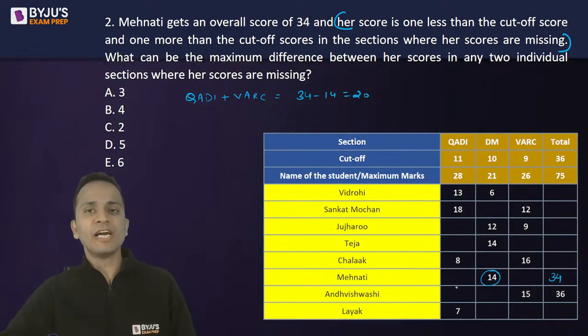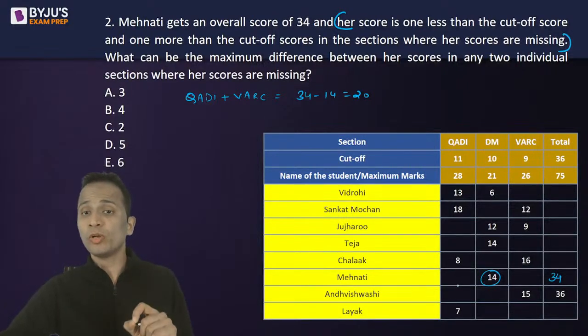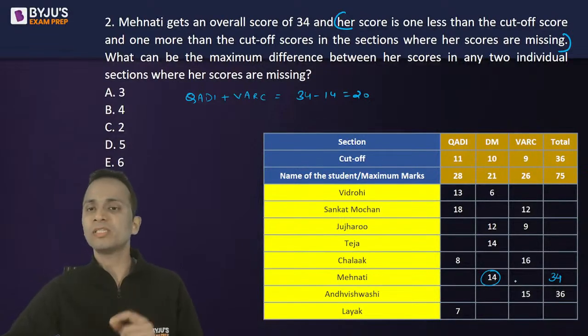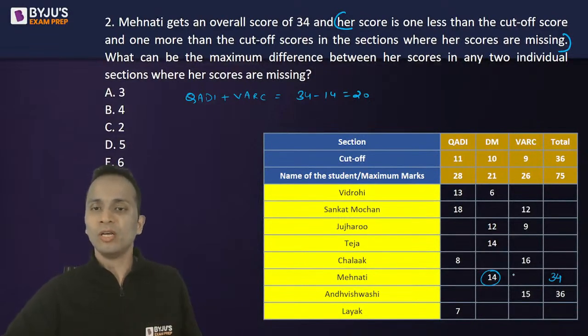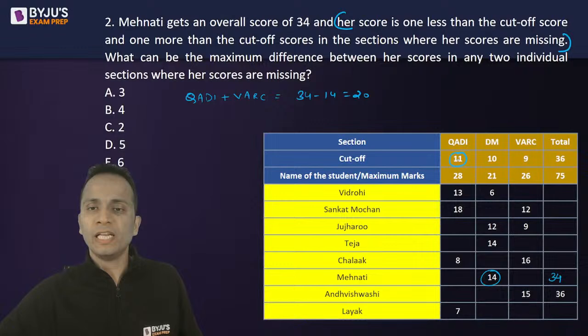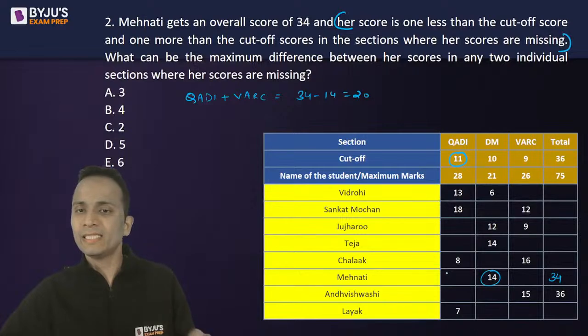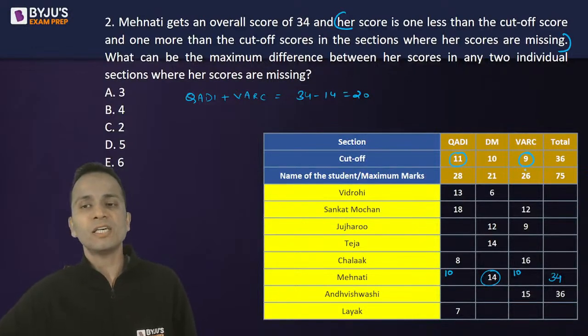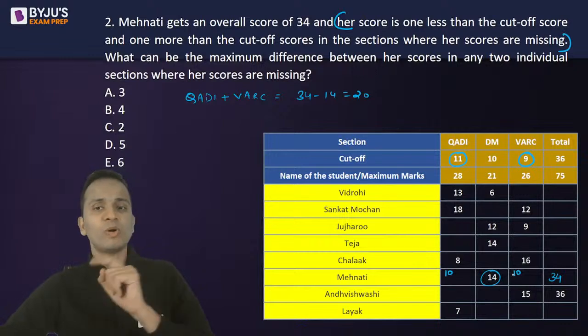So in QADI and VARC, in one of the sections her score is one more than the cutoff, and in the other section her score is one less than the sectional cutoff. Now in QADI, the cutoff is 11. So if I assume that in QADI her score is one less, that means 10. So in VARC her score should be one more than the cutoff, that means 10 again. So in QADI her score is 11 minus 1, and in VARC her score is 9 plus 1. This is one of the possibilities.